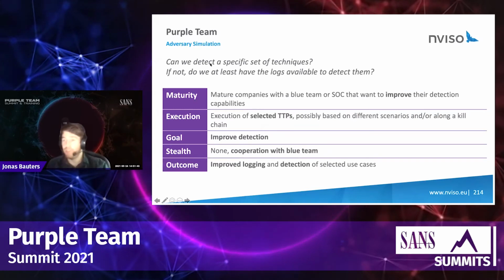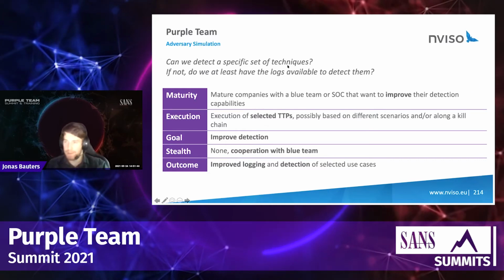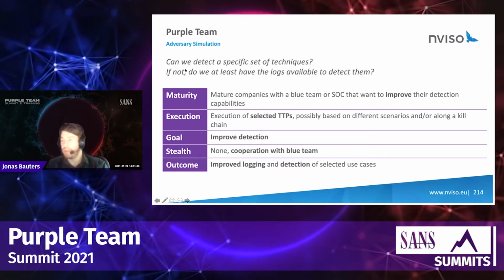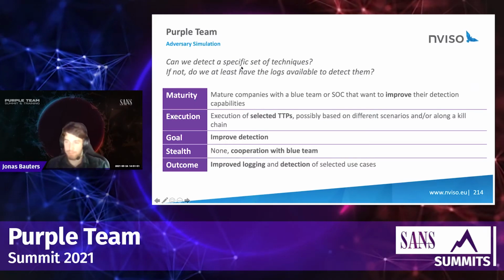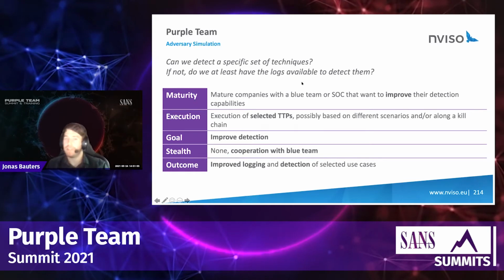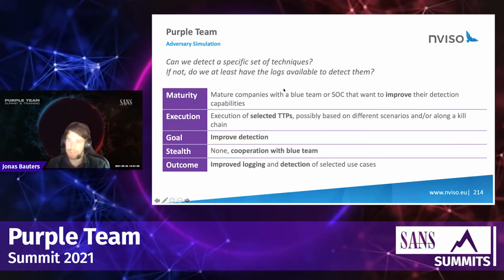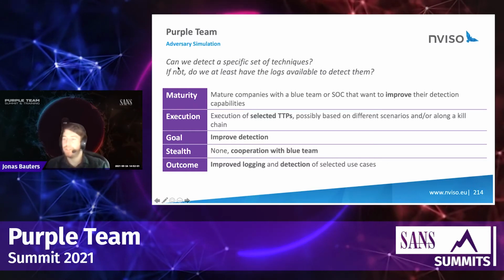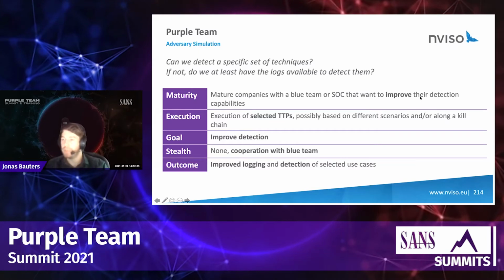And if you have all of this in place, then you can start with purple teaming, where the purple team is more aimed at can we detect a specific set of techniques? If there is no detection, then do you at least have the logs available to detect those techniques? So this is less aimed at incident response, but more at detection, and then in particular improving your detection capabilities.